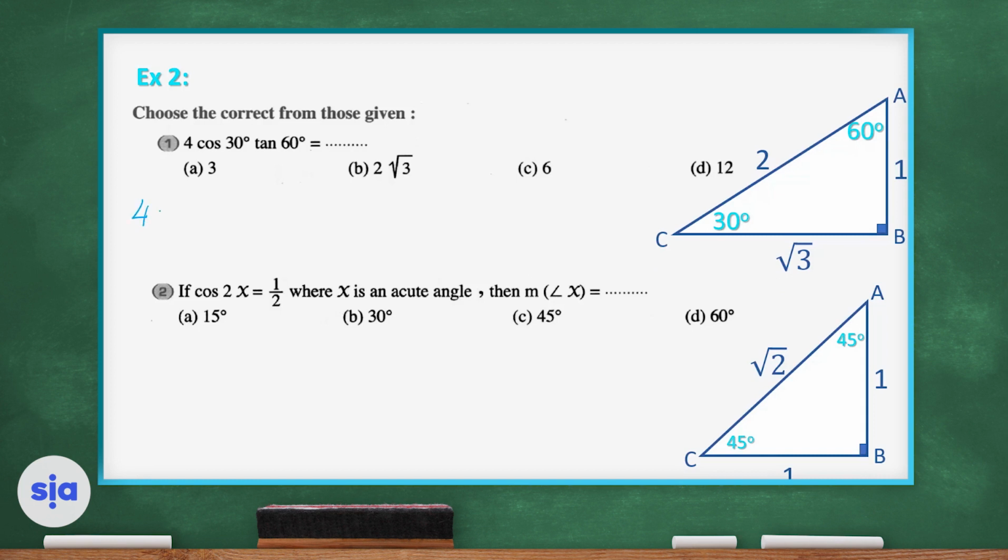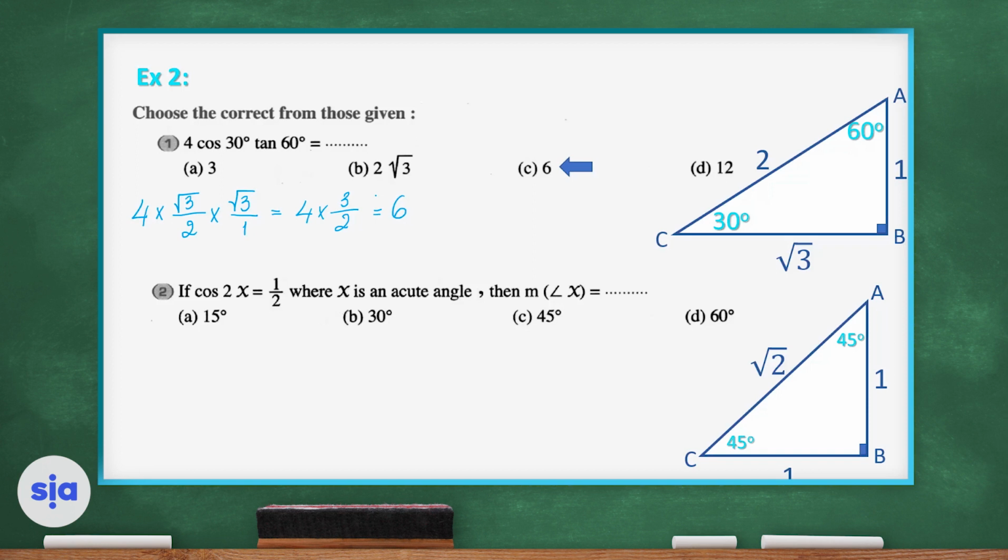4 times cosine 30, which is root 3 over 2, times tan 60, which is root 3. You can write it as root 3 over 1 if you want. And then, if you simplify this, it will be 4 times 3 over 2. Then, the answer is 6. So, in question 1, the answer is choice C.